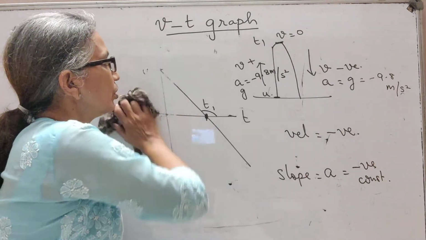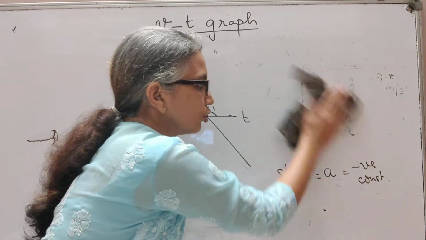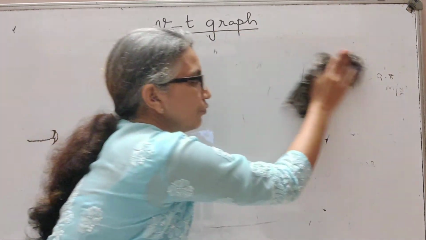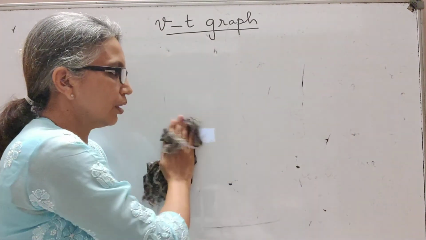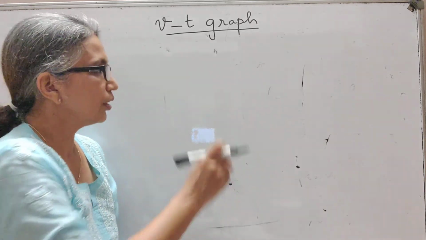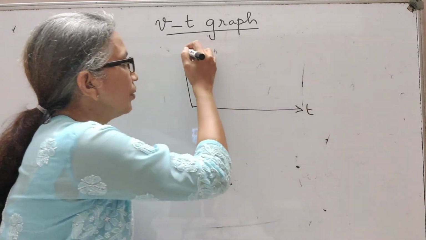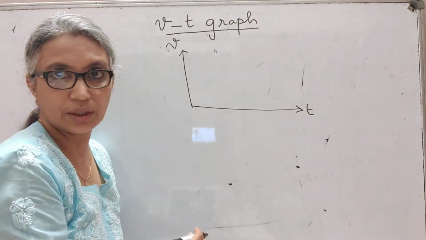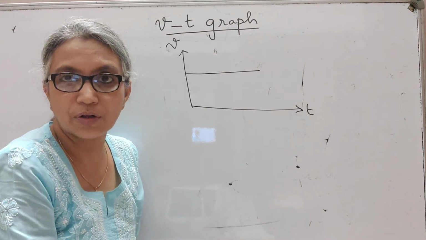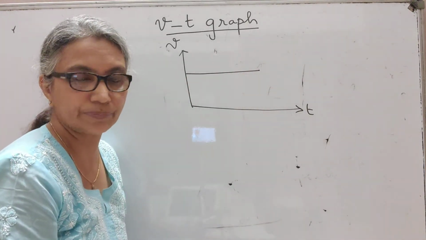The next thing that we need to discuss under the VT graph is, the first thing that I told you is the slope of the VT graph gives you the acceleration. Next thing I am going to show you is, let's take a simple case where we have time here and velocity here. I told you, if I draw a straight line, it represents a body traveling with uniform velocity, no change in velocity.